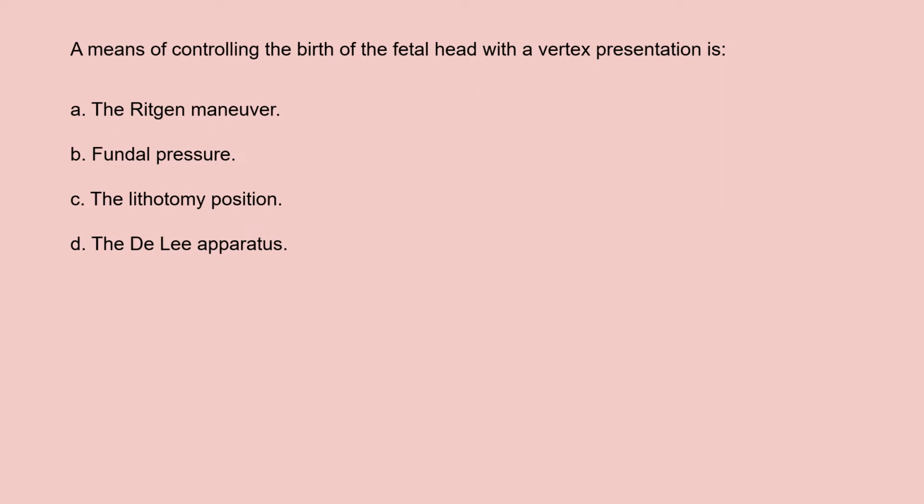A means of controlling the birth of the fetal head with a vertex presentation is: A. The Ritgen maneuver. B. Fundal pressure. C. The lithotomy position. D. The Delee apparatus.